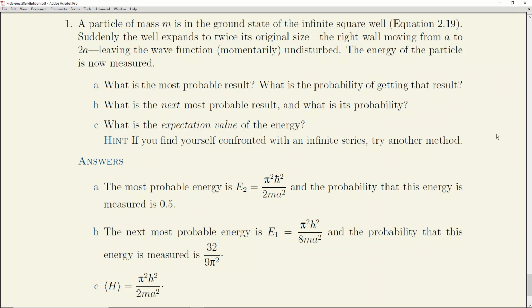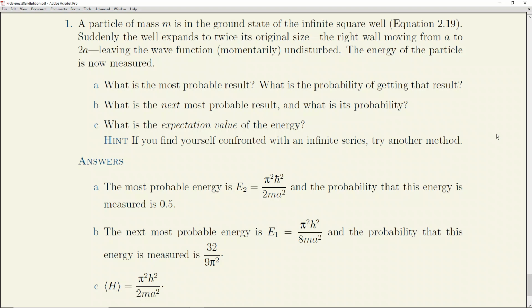I recommend you pause the video at this point and try to solve the problem yourself first. If you do the calculations right, the answers that you will get are as follows. For part A, the most probable energy is E sub 2 equals pi squared h bar squared over 2ma squared, and the probability that this energy is measured is 0.5.